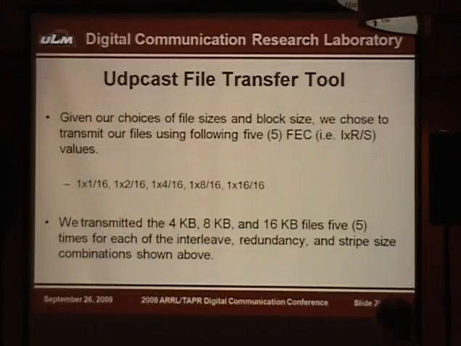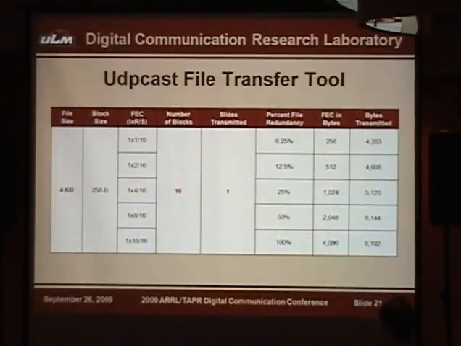This 1/16 gives me 6.25% redundancy, and then 16/16, that's redundancy versus stripe size, 16 to 16, that's 100% redundancy. I could have chosen some other ones, but I like the fact that in this configuration I was getting 6.25% redundancy with the transmission, all the way to 100%. I could have chosen other ones, but I wouldn't have been able to get this lowest FEC size. So I transmitted these files 5 times using these different interleaves, and this is what I ended up with.